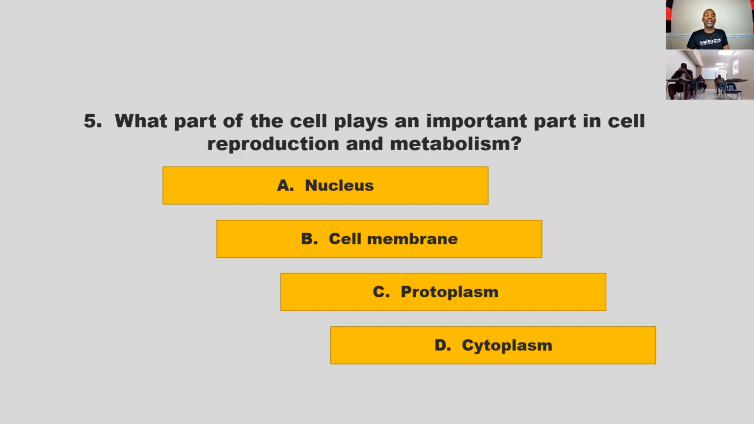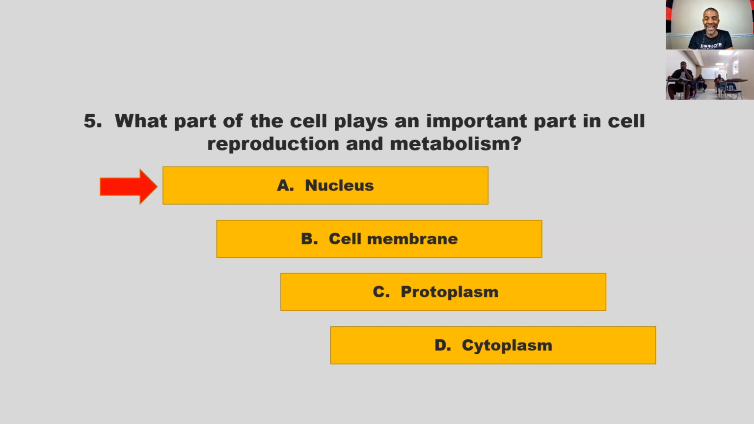So what part of the cell plays an important part in cell reproduction and metabolism? Is it nucleus, cell membrane, protoplasm, or cytoplasm? A. That is correct.